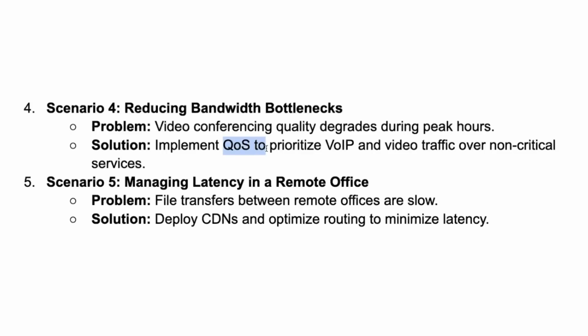So you can do quality of service implementation to prioritize the VoIP and video traffic according to either the ports, the applications, or the protocols that they use, and you prioritize them over the non-critical stuff. Scenario 5 is managing latency in a remote office. Latency again is speed. The problem is that file transfers between remote offices are slow. So we want to deploy a content delivery network. I believe that's what it was. Deploy a content delivery network and optimize routing to minimize latency.